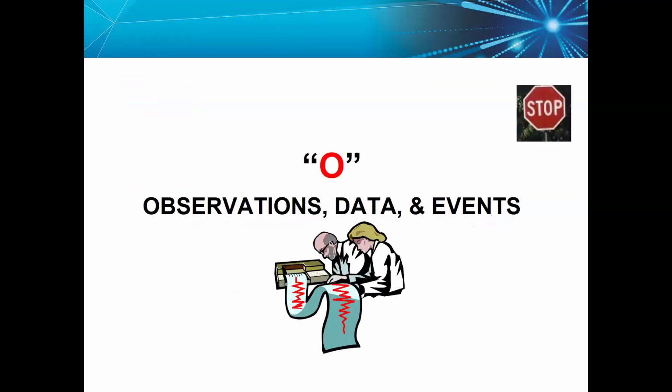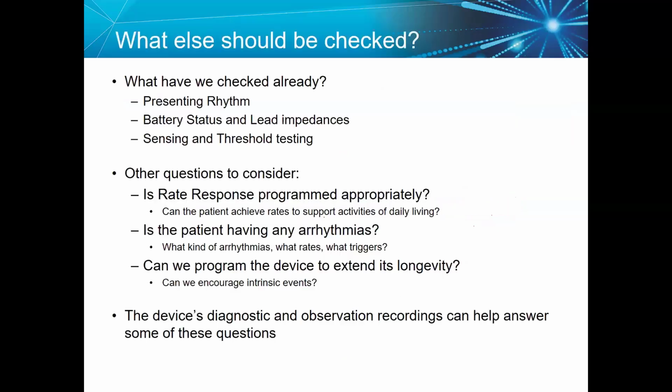Then S for sensing, T for threshold, O for observation and data. Okay, what have we checked already? Presenting respiratory status and lead impedance, sensing, and threshold testing. Another question to consider is whether rate response is programmed appropriately. Check whether the patient achieves a rate to support the activity of daily living.